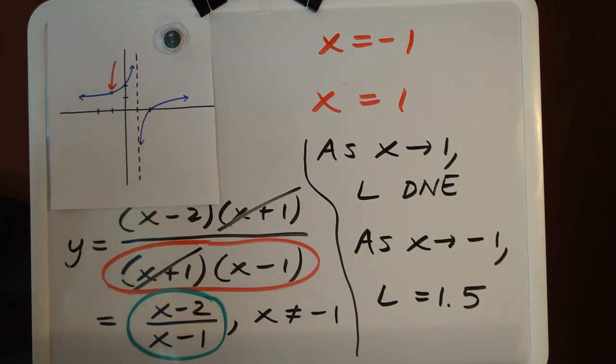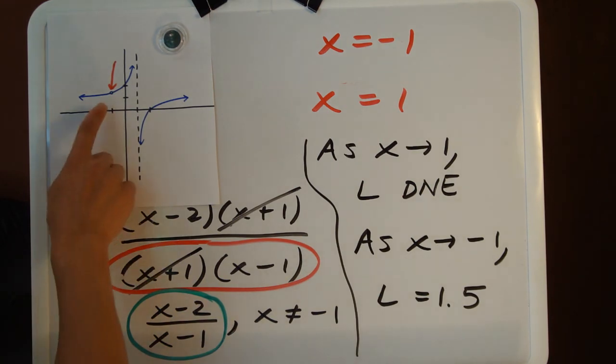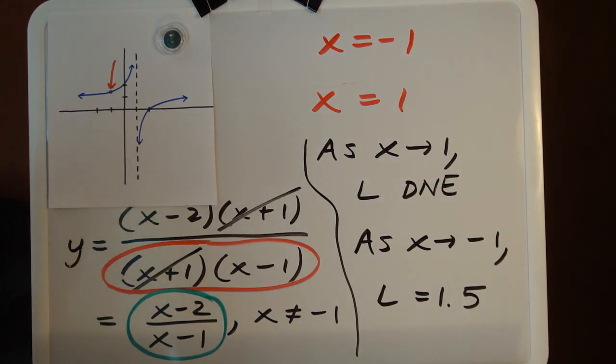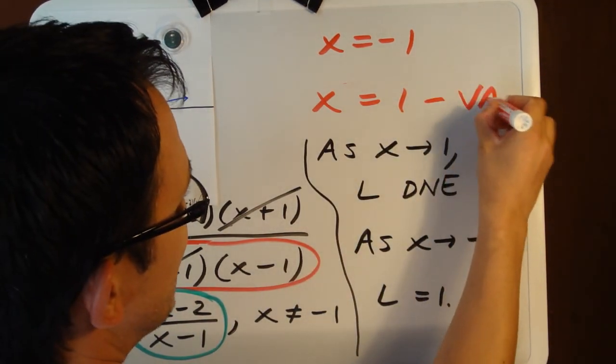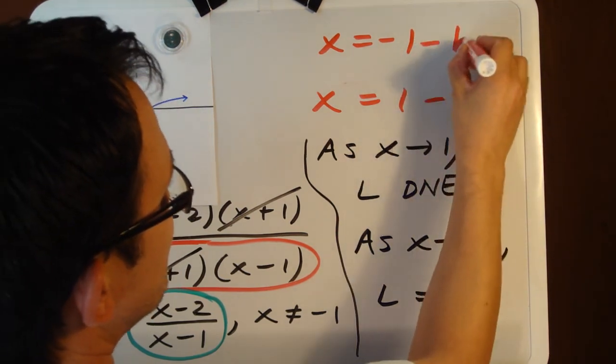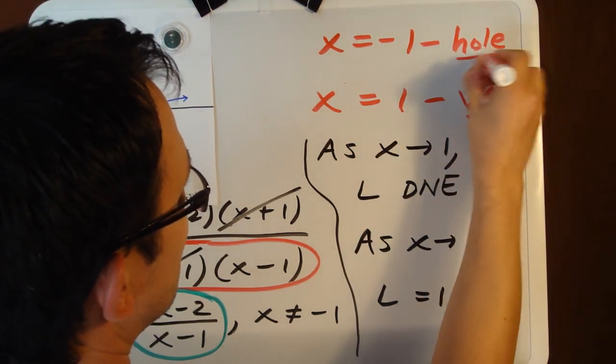So in the end, for this problem, we would say, yes, there is a vertical asymptote at x equals 1, but at x equals -1, we have just a discontinuity, a hole in the graph. So we can say that here, this will give us a vertical asymptote. And here we just have a hole in the graph.